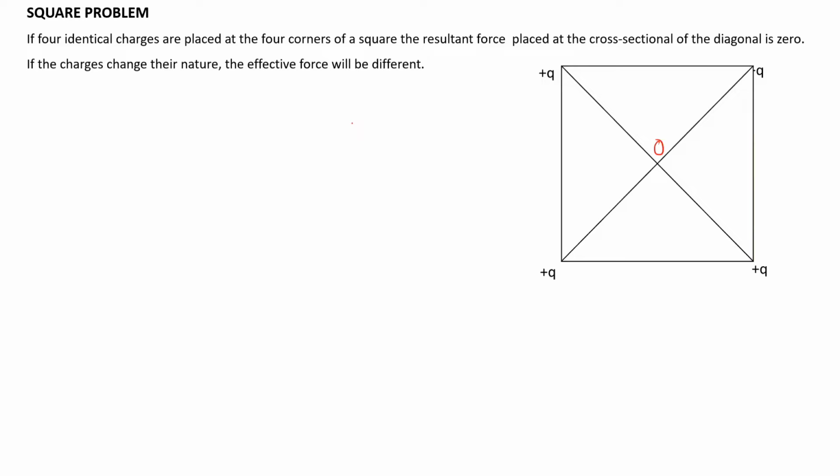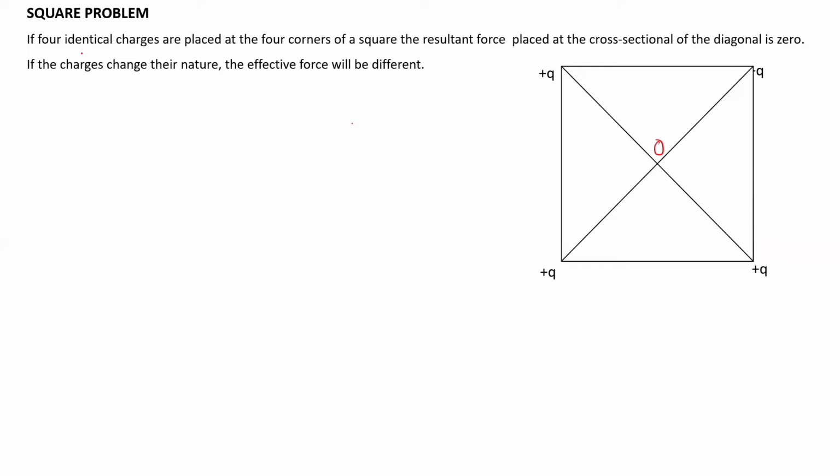In the last video, we discussed the triangle problems. We placed charges at the three corners of a triangle and were asked to calculate the Coulomb force at any one of the charges or at the center of the charges. Here we will place the charges at the four corners of a square, and you are asked to calculate the force either at the center of the square or at any one of the corners. These are the types of questions you will be getting.